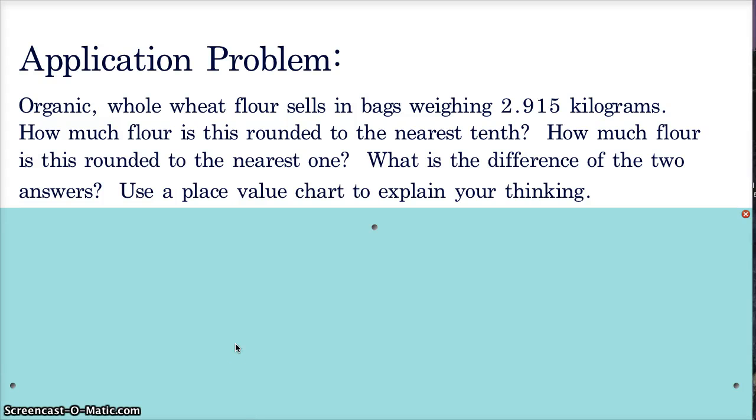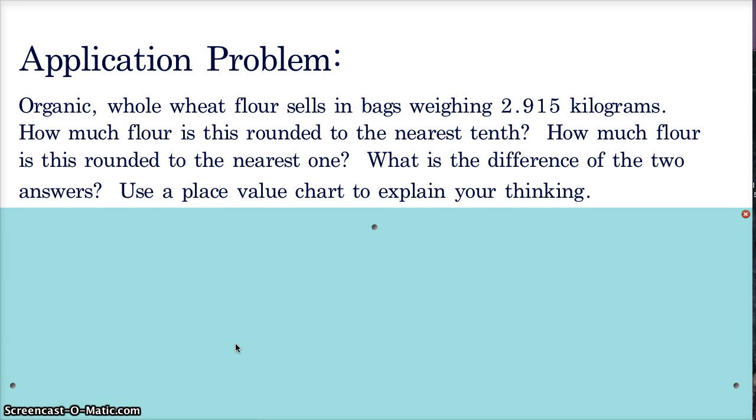This is the application problem for Module 1, Lesson 8. The problem says organic whole wheat flour sells in bags weighing 2 and 915 thousandths of a kilogram. How much flour is this rounded to the nearest tenth? How much flour is this rounded to the nearest one? What's the difference of the two answers? Use the place value chart to explain your thinking.